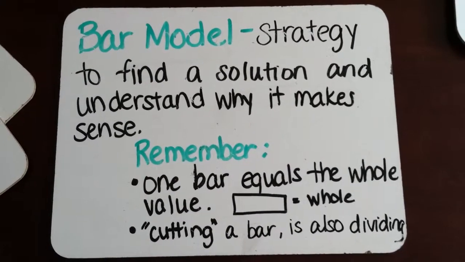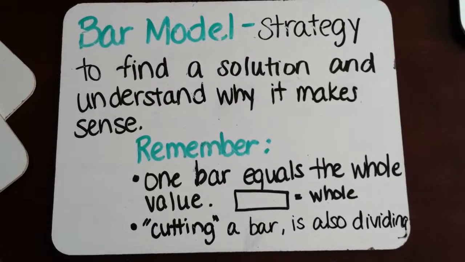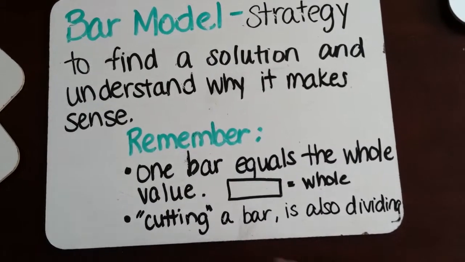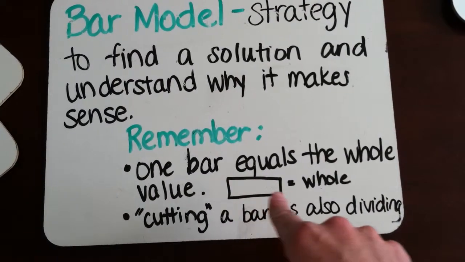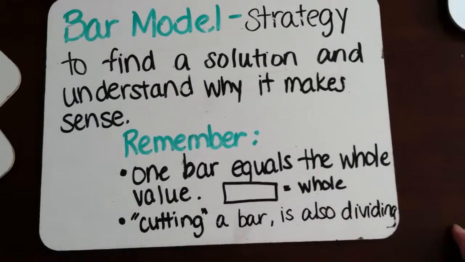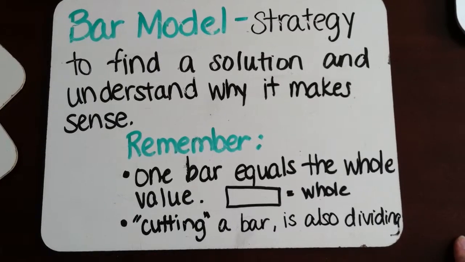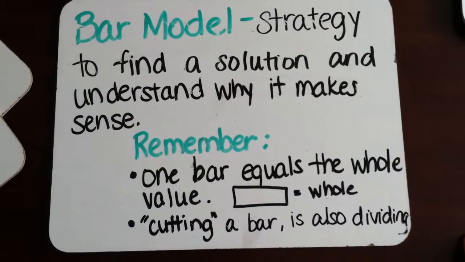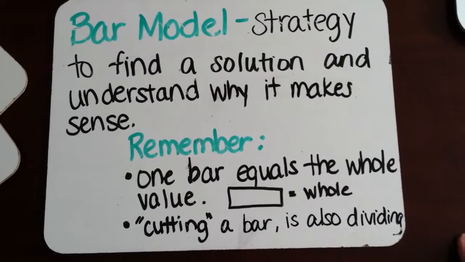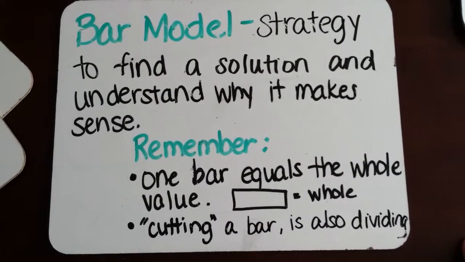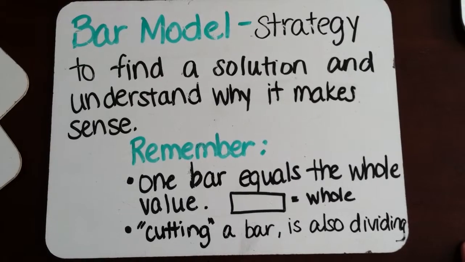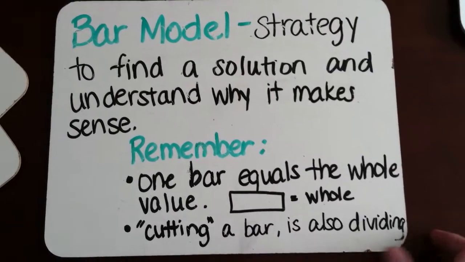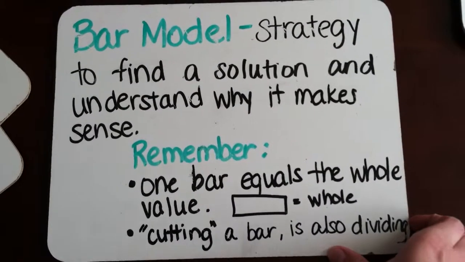There are two things to remember when using a bar model. One is that one bar equals the whole value. So that's why I have a bar here equaling the whole. One bar equals the whole value. The second thing I want you to remember is that when I say the word cutting a bar, I want you to think about the operation division. I'll say that a lot today, so those two things are very important to remember.